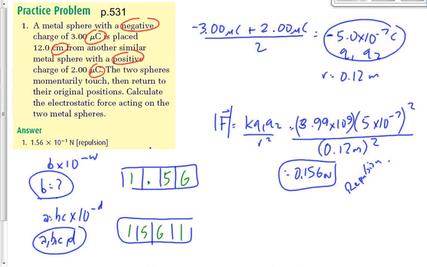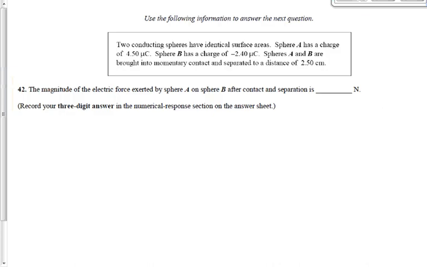I want to look at a multiple choice question here, which is real similar to what you've just been doing. Numerical response number 42. We won't bother submitting this one. Just do this one at your desks, and then we'll take a look at it as a group, okay? So listen, we got one of those then questions. Something happens, then something else happens. They touch each other, and then they're separated. We want to find the force.